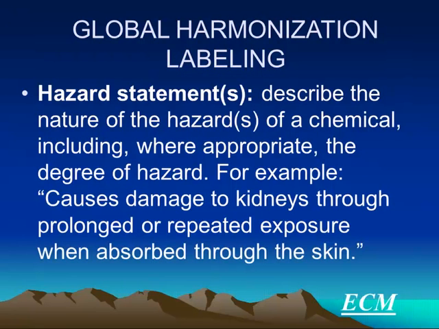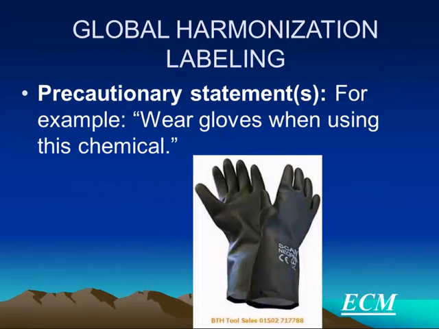All right, the next thing that's going to have to be on there is a hazard statement. With the example I was telling you before with the mercury, it's going to say, you know, if you use mercury to make hats, you're going to be in pretty bad shape after a couple of years. So this example here is causes damage to kidneys through repeated exposure. So that's the hazard statement. The next thing that's going to be under that is the precautionary statement. So it's going to tell you how to minimize that hazard. So wear gloves when using this chemical.